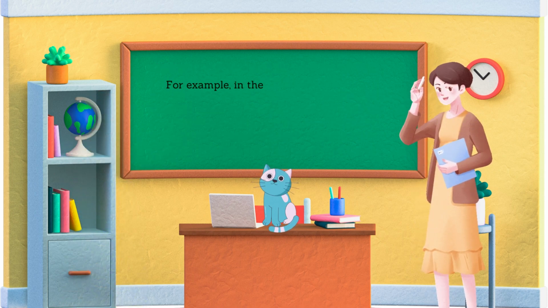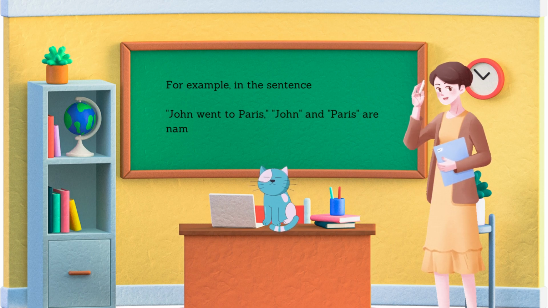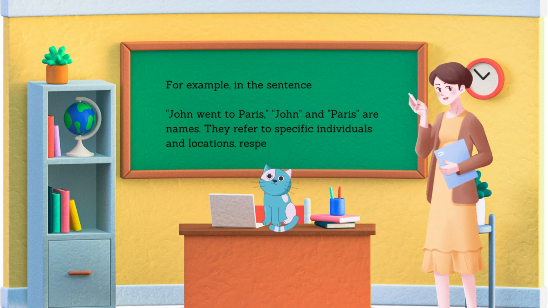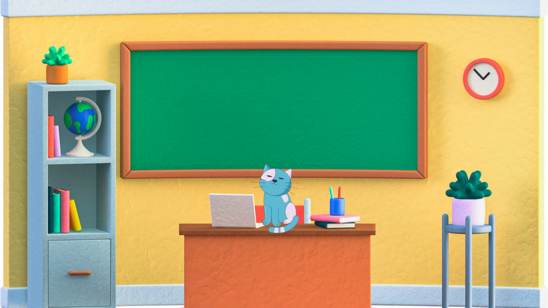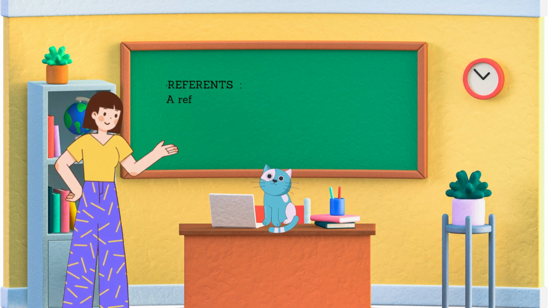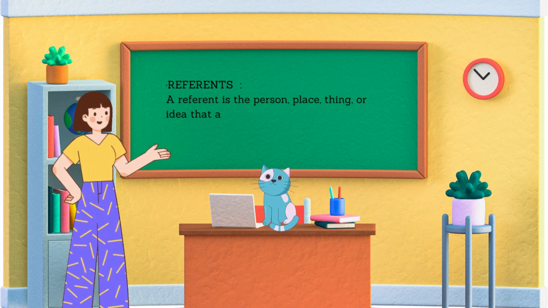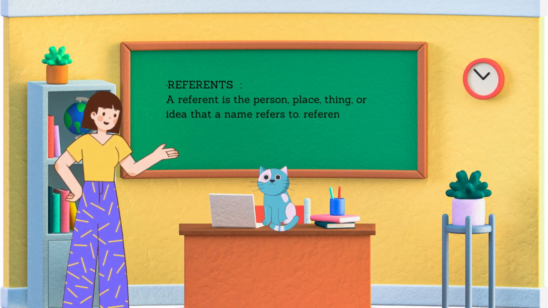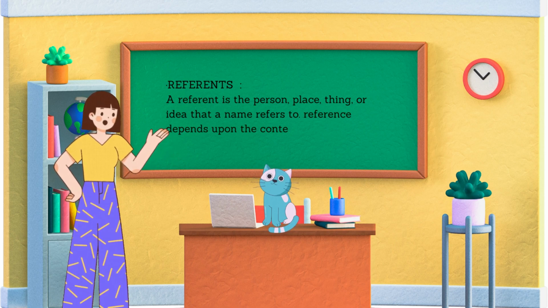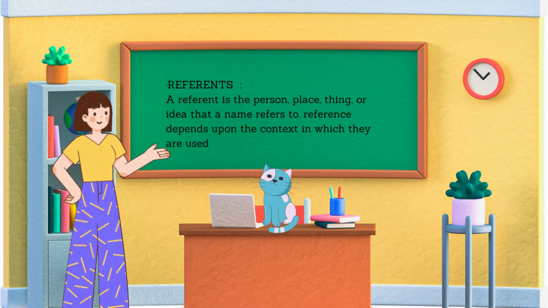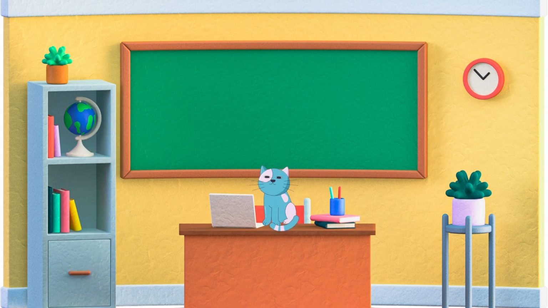For example, in the sentence, John went to Paris, John and Paris are the names. They refer to specific individuals and locations, respectively. The next is reference. What is reference? A reference is the person, place, thing, or idea that a name refers to. Reference depends upon the context in which names are used.